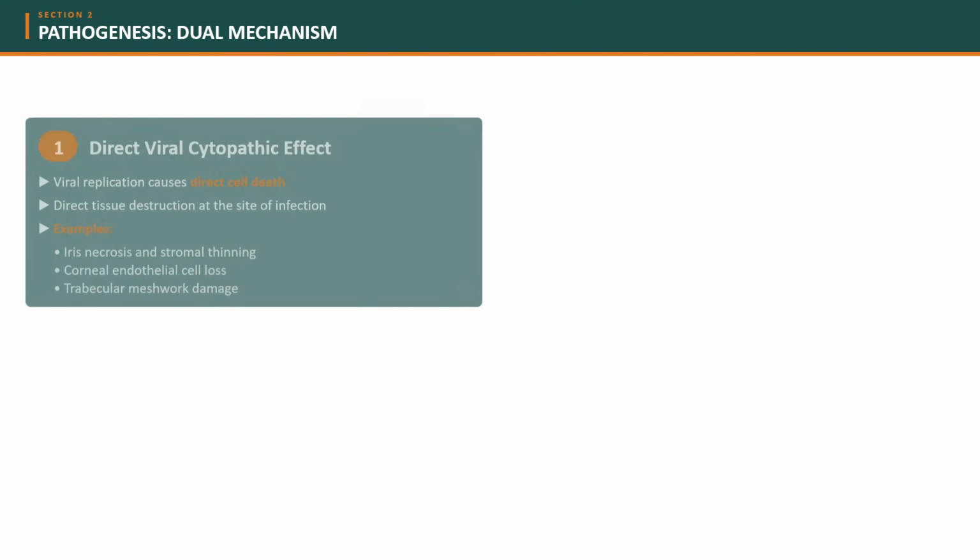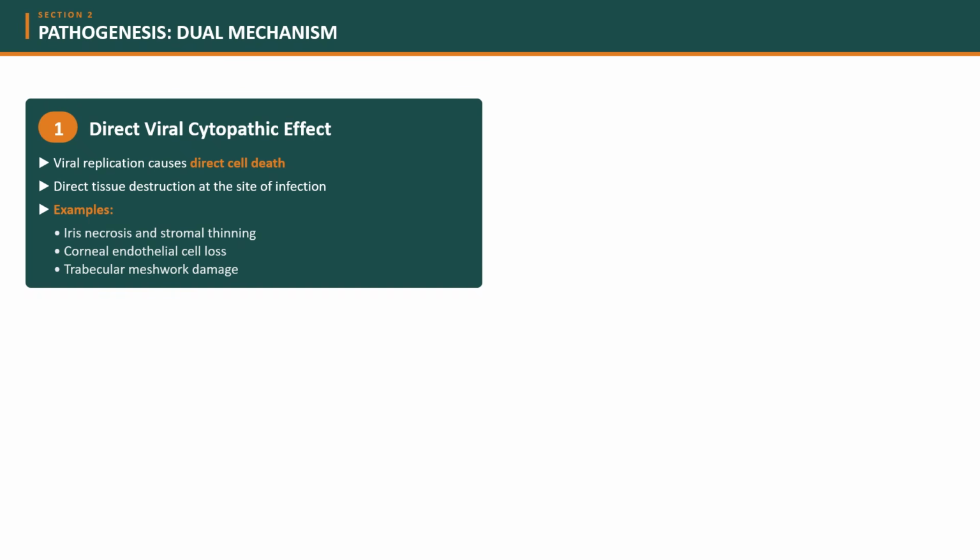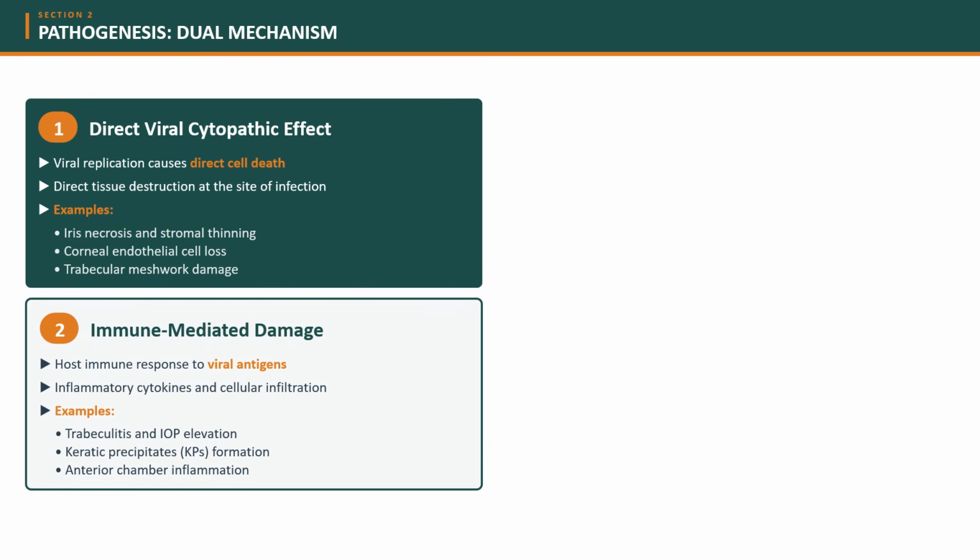Now I will discuss an important mechanism of the tissue damage that happens due to viral invasion. It is named the dual mechanism: we have two mechanisms by which the virus will destroy and damage the cells inside the eye in cases of viral anterior uveitis. Either by direct invasion, where the virus itself invades the cells. This is called direct viral cytopathy. And this invasion will lead to destruction of the tissue itself, as happens in iris necrosis and stromal thinning.